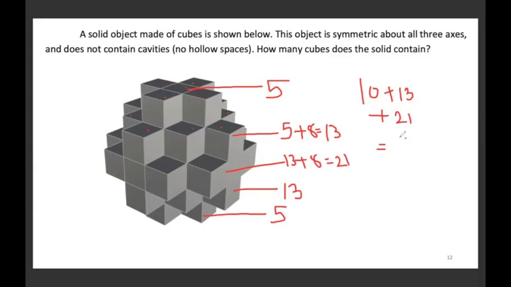This, when you add it up, comes to 57. यहाँ पे 13 आएगा, this I have missed out, which is the correct answer. 5 plus 13 plus 21 plus 13 plus 5. The answer is 57. Okay, we'll move to the next one.